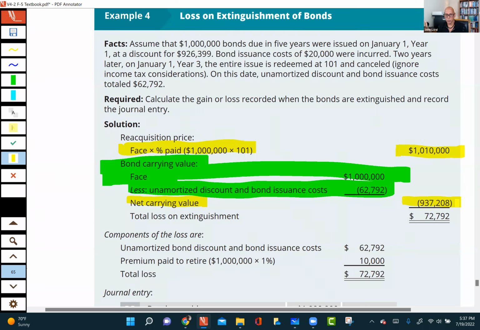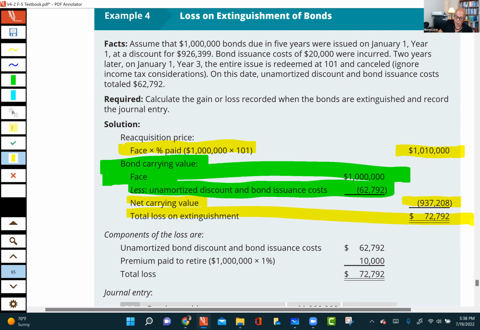You'd feel like a loser, wouldn't you? Well, wait a minute, I only owe you $937,208. That's the carrying value of that debt. And you're telling me I got to pay you $1,010,000? Well, of course, a bank couldn't do that to you, but for a bond, it could say in the covenant, if you want to call it early, that's your price. And if the carrying amount is less than that price, that becomes what? That becomes a loss.